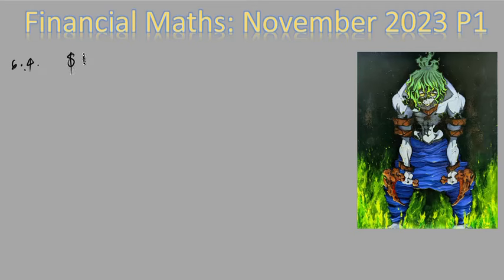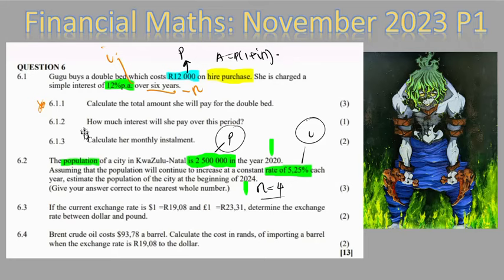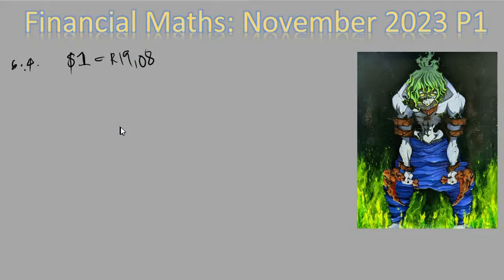We said $1 is equivalent to 19.08 rand. Afterwards, it said the Brent crude oil costs 93.78 a barrel. That's dollars. We want to know how much is that in rands. So now there's a concept of a known, there's a concept of an unknown. Here we have a detail about the dollar, a detail about the rand. And then afterwards, we had an extra statement that provided us the other detail. We want to know whether the other detail they gave us was for the dollar or for the rands.